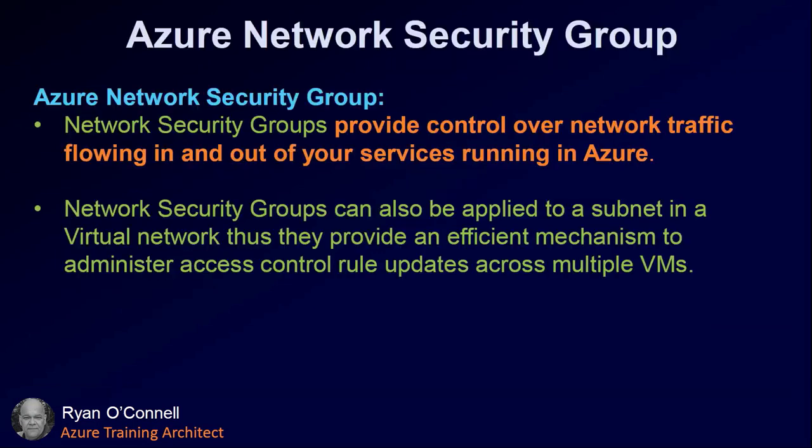An Azure Network Security Group provides control over network traffic flowing in and out of your services running in Azure. A network security group can be applied to a subnet and a virtual network, thus providing efficient mechanisms to administer access control rules and updates across multiple VMs within your infrastructure.